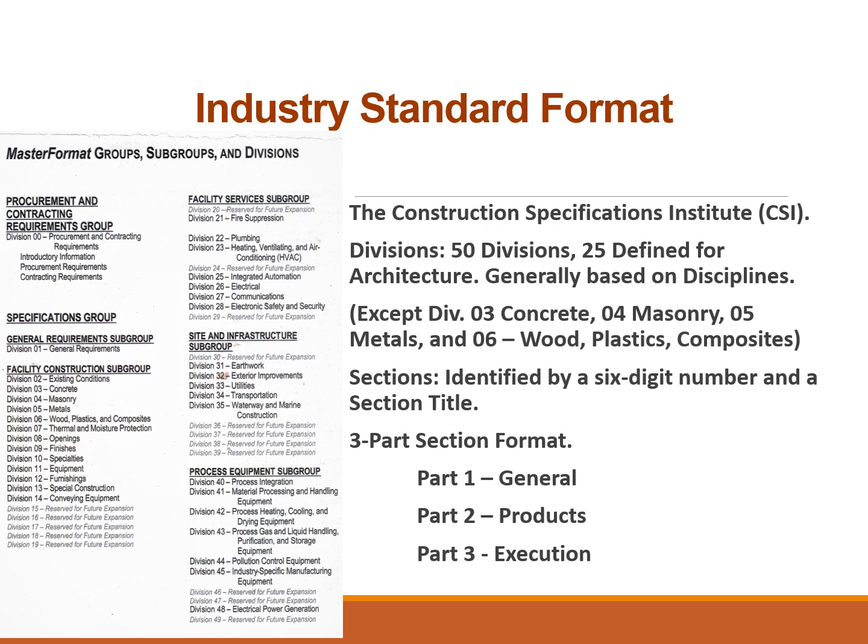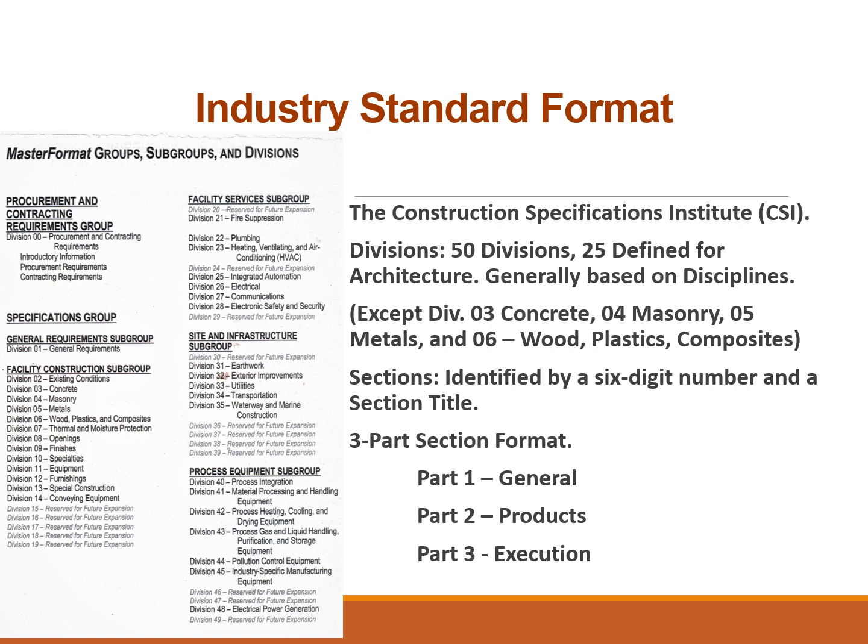Divisions 31 and 32 are, in fact, earthwork and exterior improvements. Earthwork is another discipline. Exterior improvements are typically landscape, although architects do get involved with some of them. Utilities, once again, civil engineer typically. Transportation, this is a specialty group. They were hoping to bring more people into the CSI because of it. And then waterway and marine construction, once again, a specialty item. And then the entire process equipment subgroup, divisions 40 through 48, relates to things that would be heavy industry and not typically something you would see a standard architect get involved with.